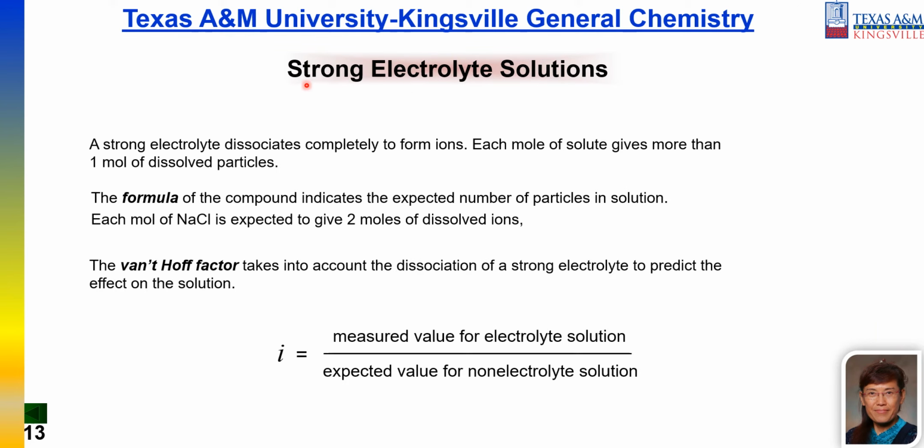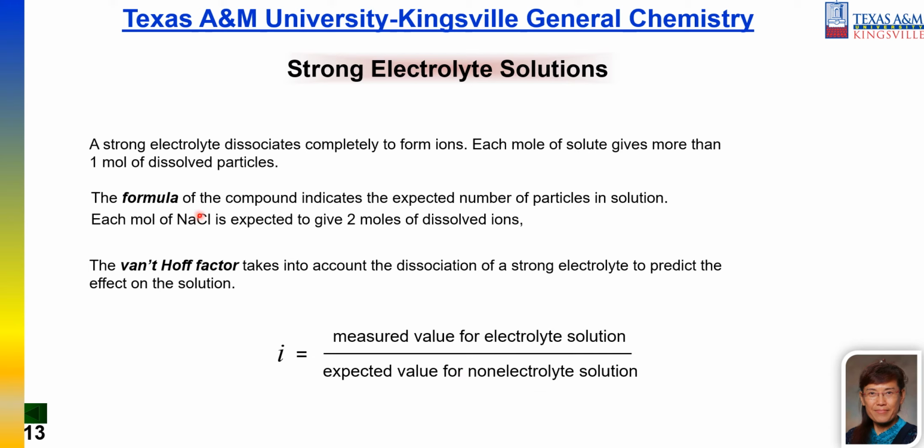And before we learn the strong electrolyte, how do you calculate the i factor? The i factor is calculated by the measured value of your electrolyte solution divided by the expected value for the non-electrolyte solution. For example, sodium chloride. You assume sodium chloride is not going to break down. If you assume you have 1 mole, this is the expected value for the non-electrolyte.